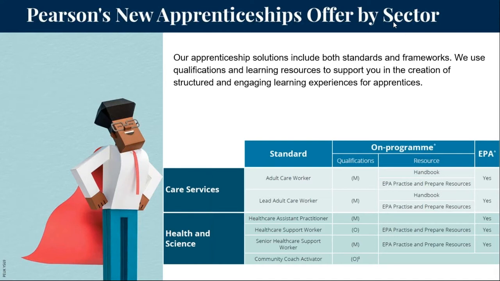For the health and science area, we've got 4 different standards, but I think today it will be mainly 3 that you'll be interested in, which are the healthcare assistant practitioner, healthcare support worker, and senior healthcare support worker. Although for IFA route options, the community activator coach also sits within the health and science area. Healthcare assistant practitioner has got a mandatory qualification, which is the Higher Nationals. And for healthcare support worker, the standard doesn't require a mandatory qualification. The optional and recommended qualification is the level 2 in adult care, because it maps and can be used for this standard.